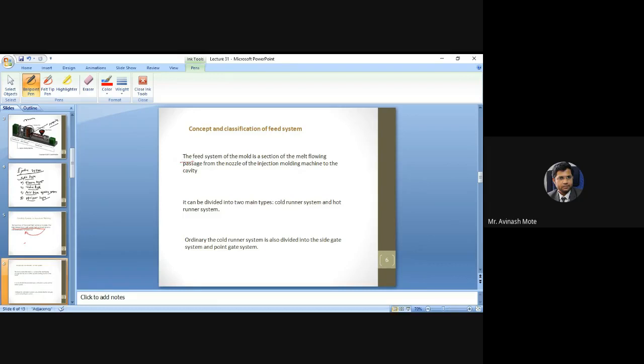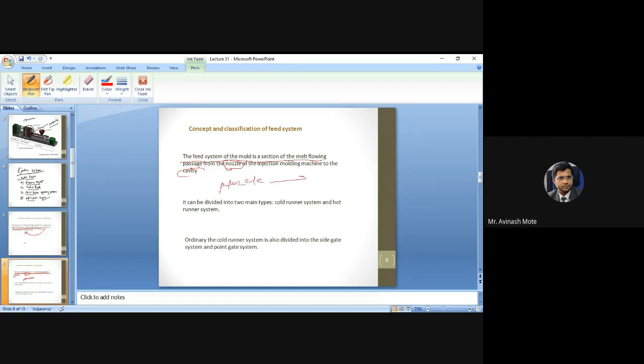The feed system of the mold is the section of the melt flowing passage from the nozzle of the injection system to the cavity. Just keep some words in mind. Are you getting it?